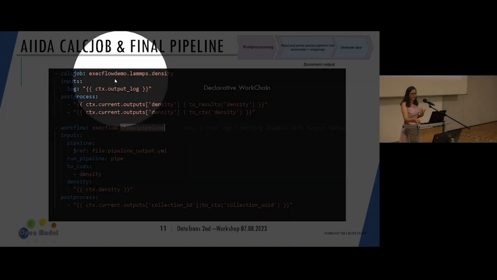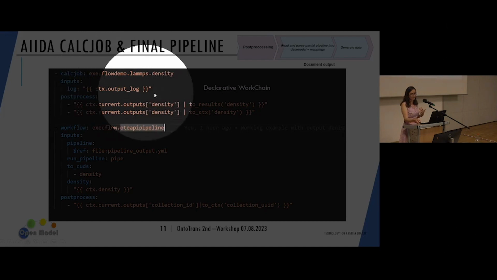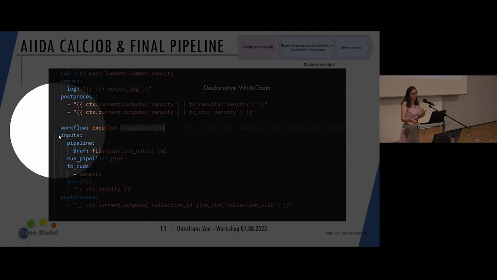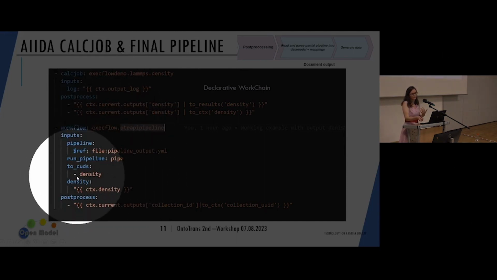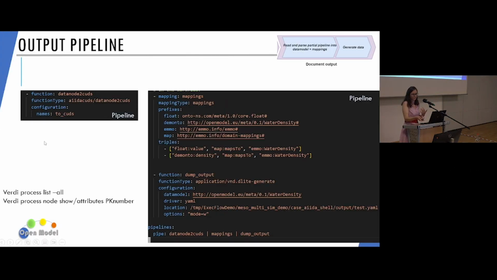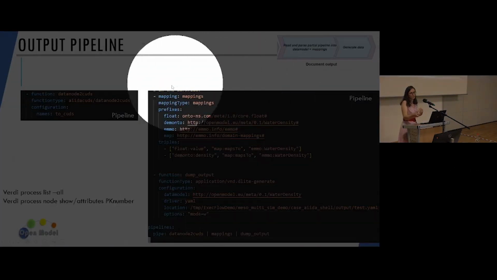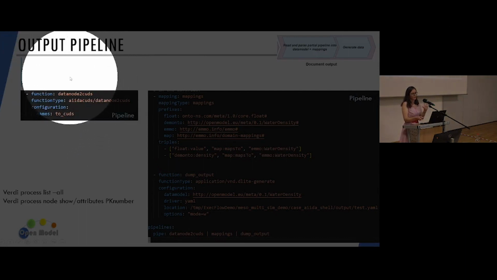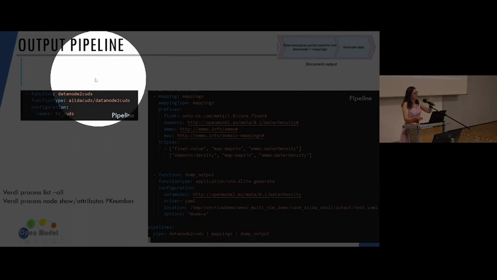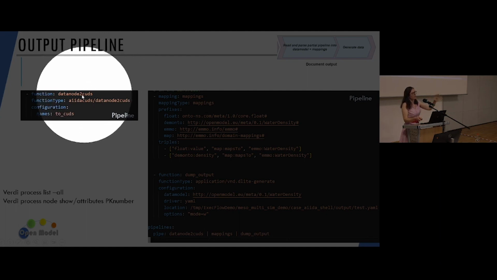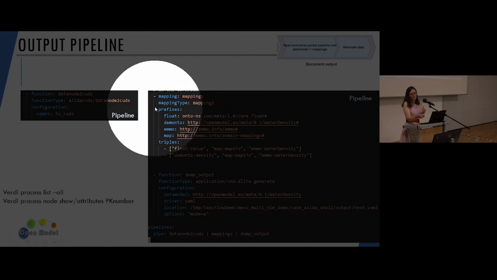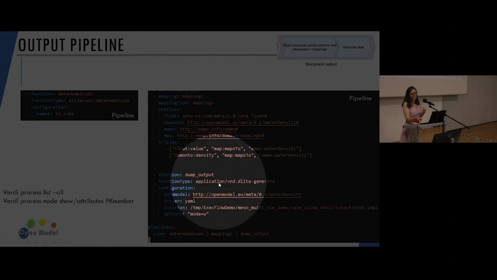Finally, we put this value that comes out here, which is the number, the density. We take it out, and then we run a pipeline that generates the output file, and we get this density number that we can use. For the final output, we again have to do this kind of conversion between AiiDA data nodes and our data models, now in the reverse direction. And then we have to generate our data as we wish.